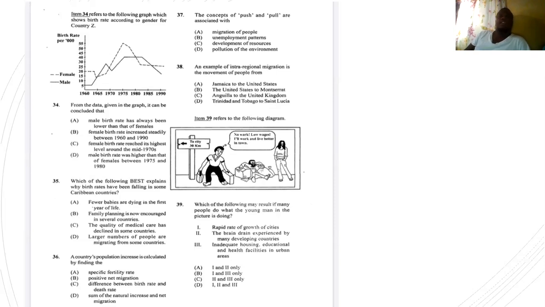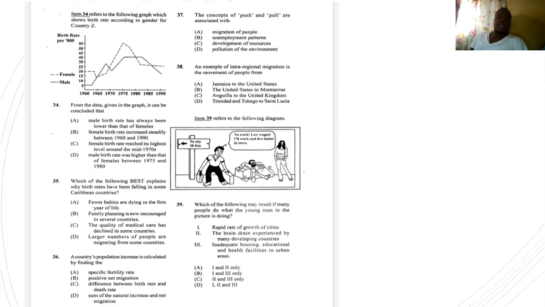37 now. The concepts of push and pull factors are associated with A, migration of people, B, unemployment patterns, C, development of resources, or D, pollution of the environment. Push and pull factors are associated with migration of people, A. 38, an example of intra-regional migration is the movement of people from... You must know what intra-regional migration is. That is movement of people within their own geographic area. Right? For example, is it Jamaica to the United States? A.